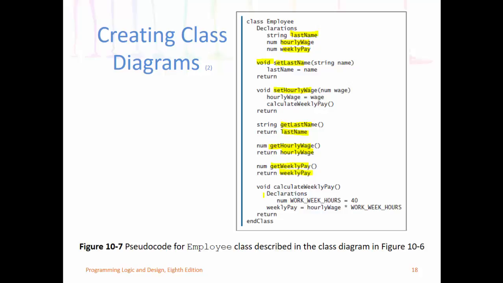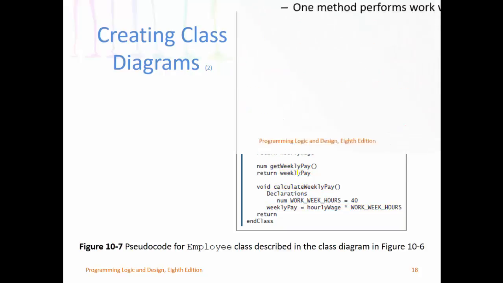And lastly, we have another void method called calculate weekly pay. This method, again, it's void. It doesn't actually return data to the program, but it calculates the weekly pay based on hourly wage and work week hours. That weekly pay is put into the weekly pay attribute, and then from outside the program, the weekly pay can be requested using the get weekly pay method.